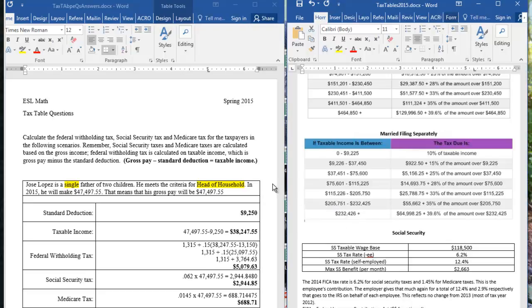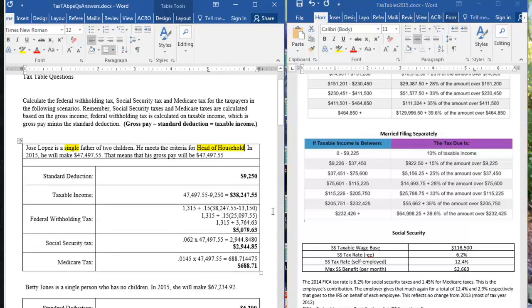And so notice the first thing we did was find what his filing status was before we could go on to do any kind of calculating. Now for the next one, we have Betty Jones, a single person who has no children. In 2015, she will make $67,234.92. So again, I find my important piece of information there. How about that? She's a single person, and that's going to take us into the box for individual taxpayer.